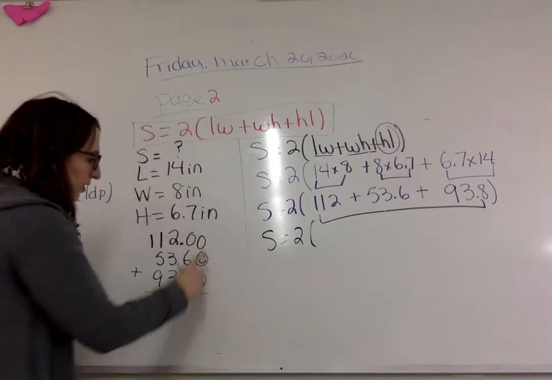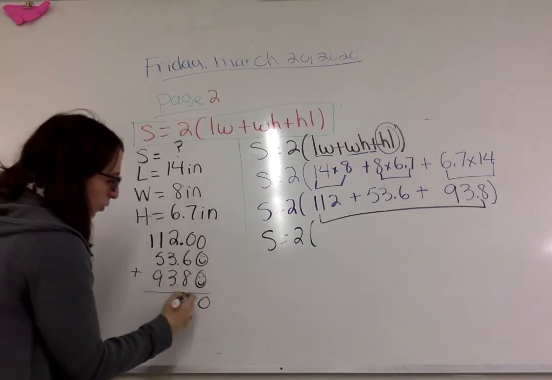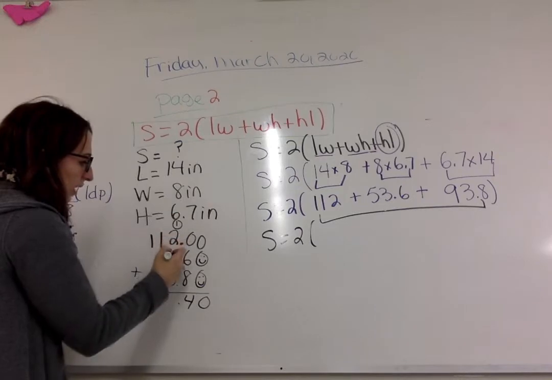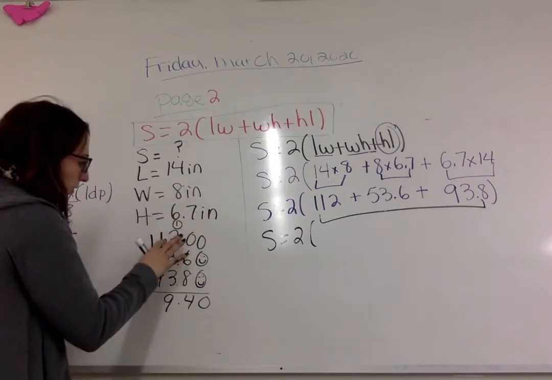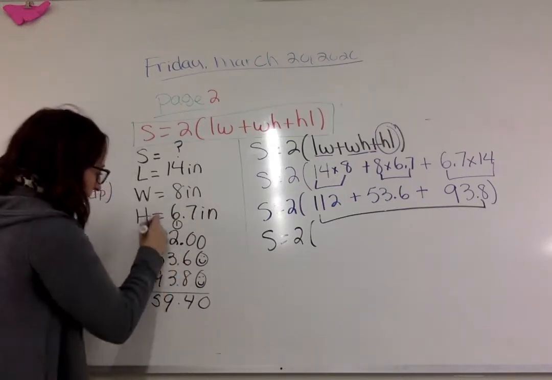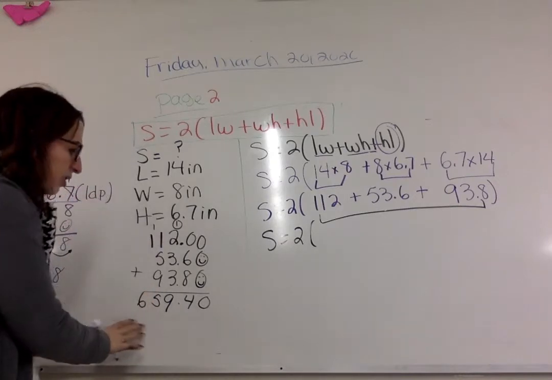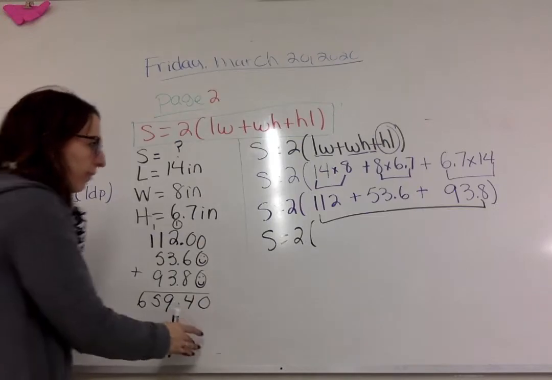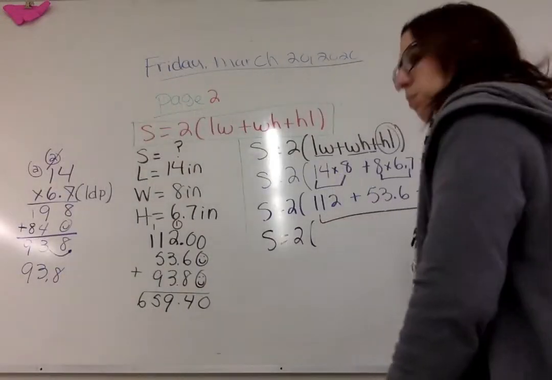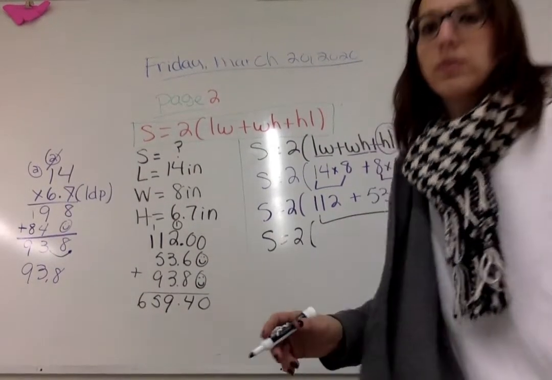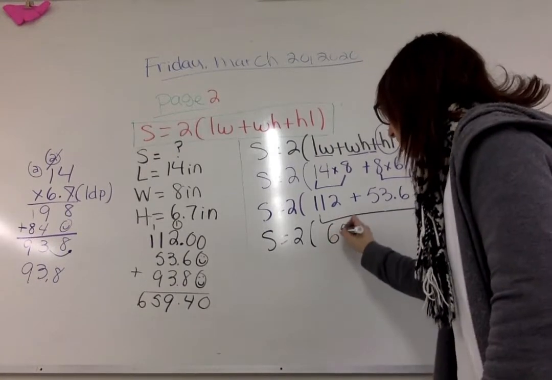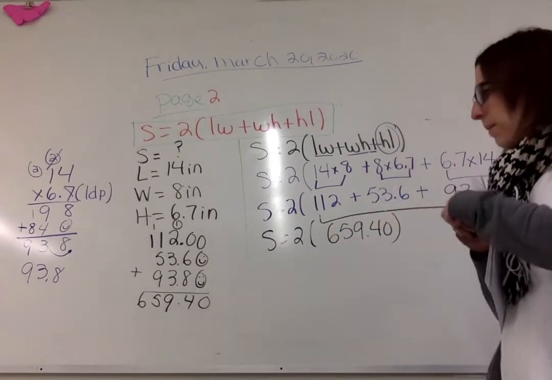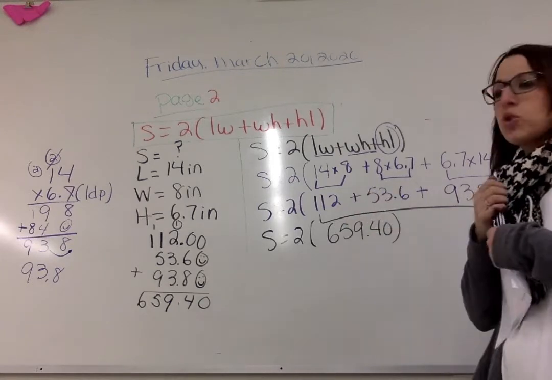Now I'm going to add it up. This gives me 0. This gives me 14. Put down the decimal, carry the 1. This gives me 3, 6. This gives me 9. This gives me 6. This gives me 15. This gives me 6. So 659 and 40 hundredths, 659.40, is the sum of this parentheses. Now, the only thing I got to remember now is to take this sum and multiply it by 2.